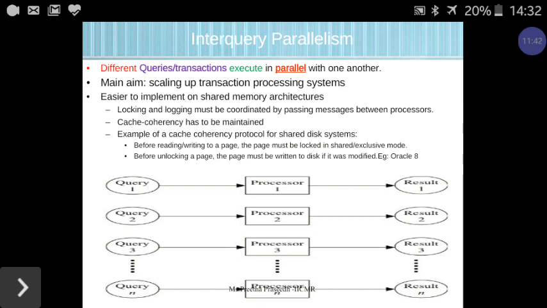And the cache coherency problem, you may be knowing that before reading or writing, the page must be locked in shared or exclusive mode. So before unlocking, the page must be written to the disk if it has been modified. That is the log strategy.